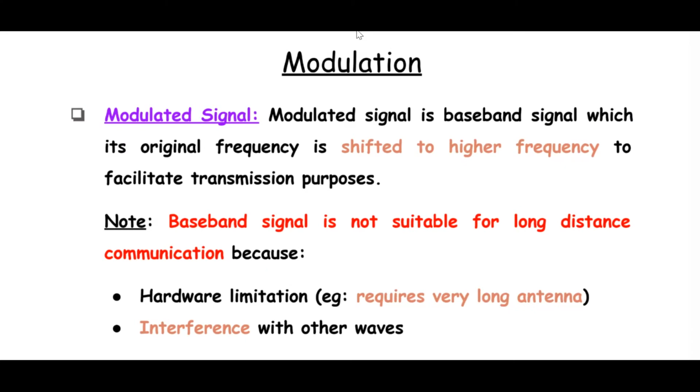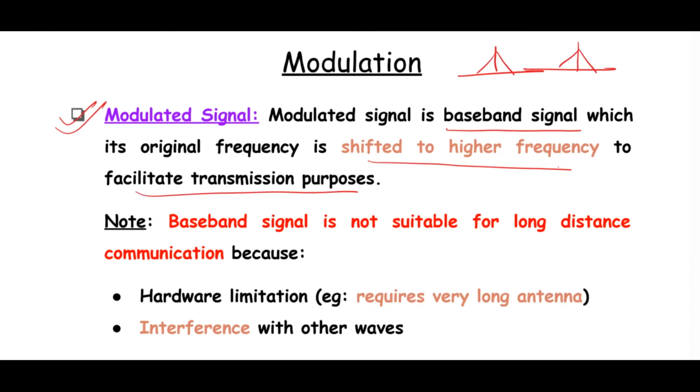Next is the modulated signal, what we get after the modulation process. This is the same baseband signal but shifted in frequency. The original baseband signal is moved to some higher frequency by modulation. And why are we doing that? To facilitate transmission. As I already said, baseband signals are not suitable for long distance communication. There may be hardware limitations, interference, channel characteristics and many more, which we'll discuss in detail.